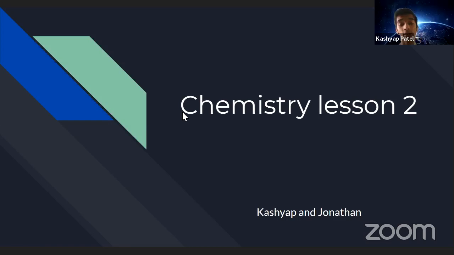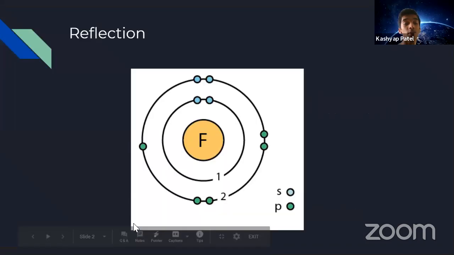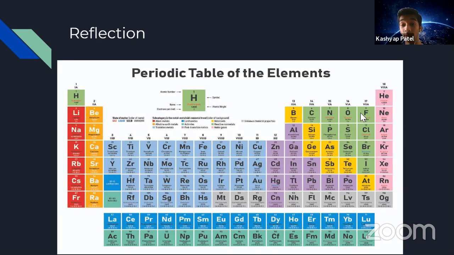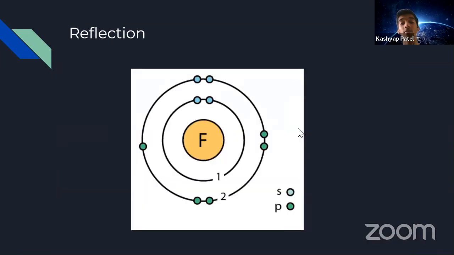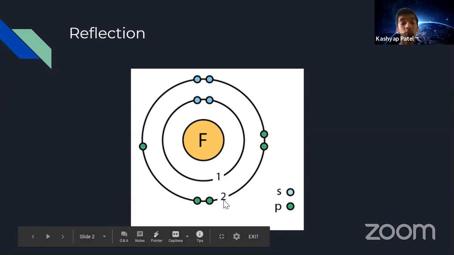Okay, so for today's lesson, we're going to be going over atoms and ions. So start with a bit of reflection from last week. We went over valence electrons, and to just quickly go over that, you take the element fluorine. Fluorine in the periodic table of elements is in group 17 or 7, which means it'll have 7 valence electrons, and valence electrons are the electrons in the outer shell. So as we see here in this outer shell, which is 2, there are 7 electrons orbiting.